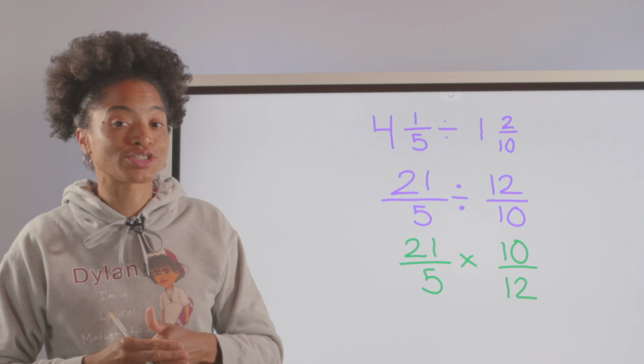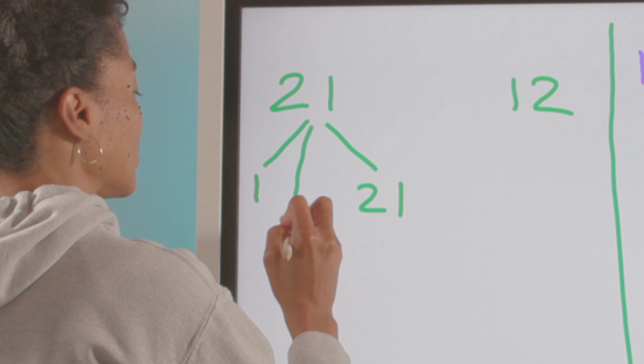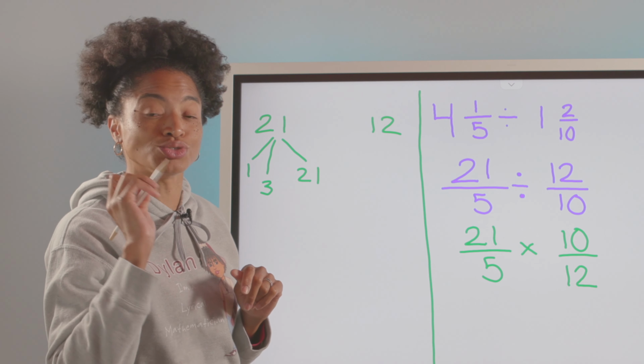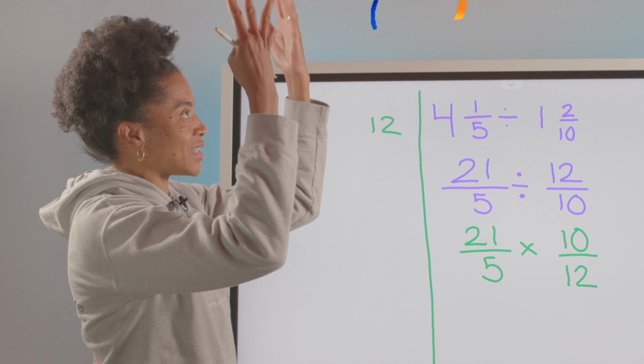All right, we're going to start with 1 times 21 gives us 21. I want to try 2. There's no whole number multiplied by 2 that can give us 21, but 3 times which whole number gives us 21? Did you say 7? Bring down the confetti. Let's go. So we have 3 times 7 is 21.